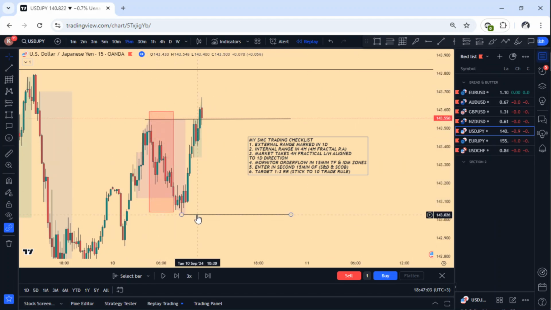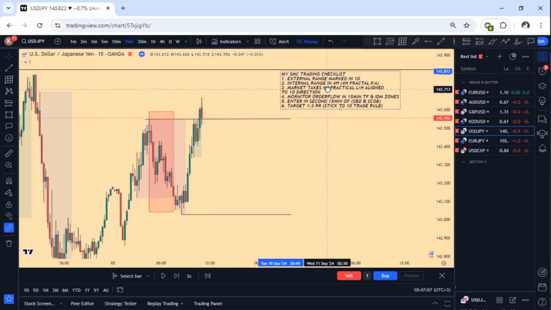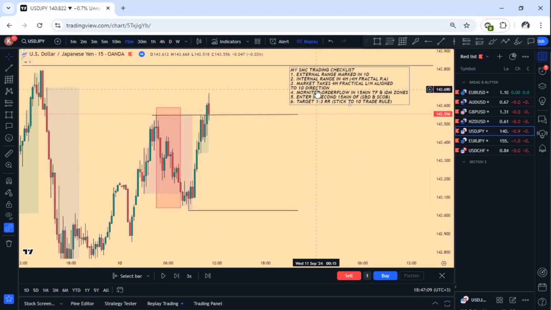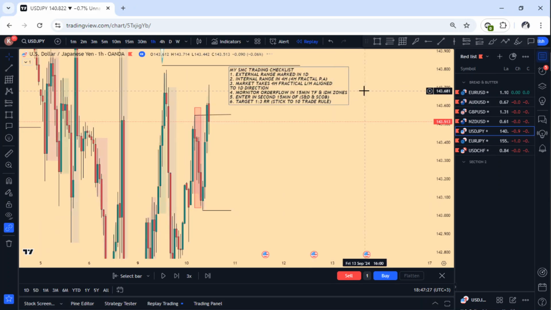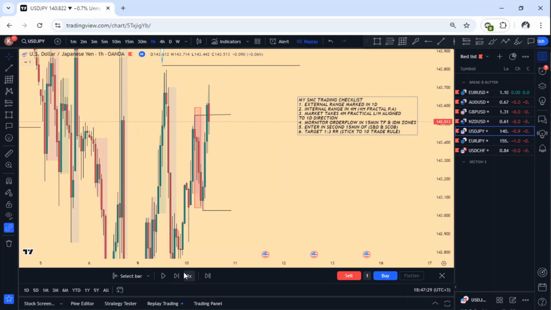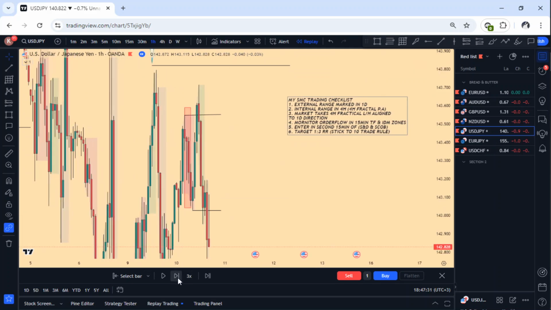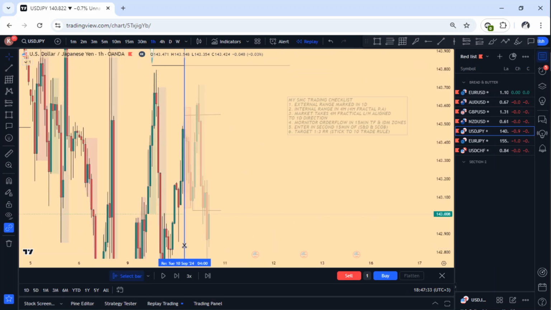Highs have been taken, lows have been taken. So it will be ideal if you see it break this. That is a must for me. I have to see the market take the 4 hours fractal low or high aligned to the 1 day direction. So I just go back to 1 hour. This trade, I really waited for it for a long time. It really demands a lot of patience to see how it is playing.